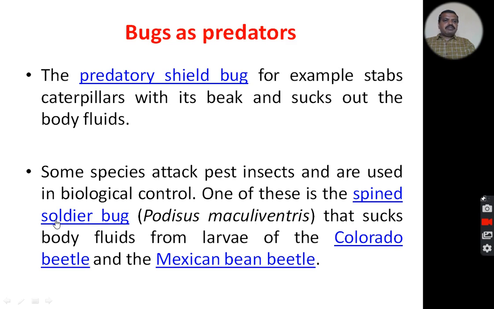Without harming the environment, they introduce these bugs into the environment where the crop is infested with certain insects. One of these is the spined soldier bug, Podisus maculiventris. It sucks the body fluids from the larvae of the Colorado beetle and the Mexican bean beetle, which are usually pests of various crop plants.